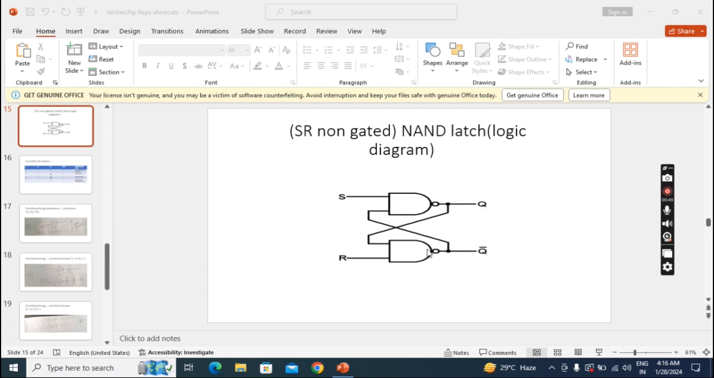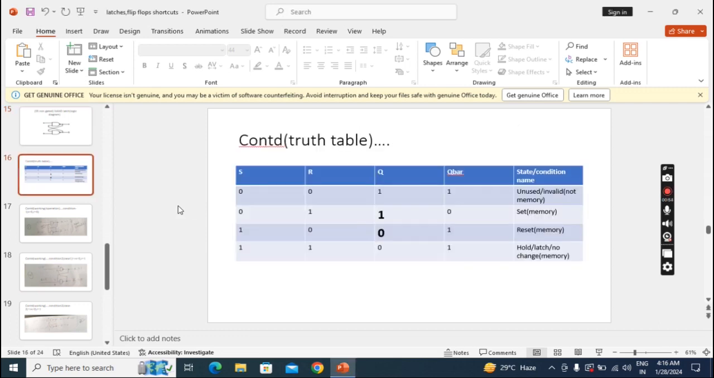So this is called cross coupled connection. This is the construction of a NAND latch. Now we'll see the working. Generally this is the truth table. How we got this truth table, I will explain in detail.